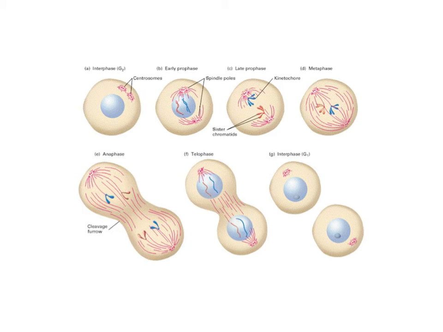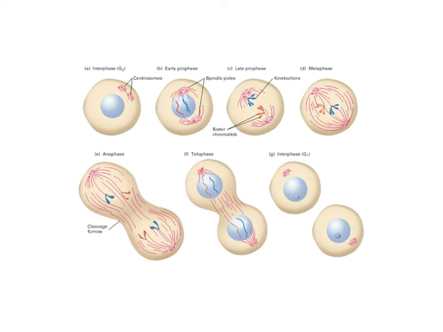So again, here's just another diagram of the cell cycle. Okay. So here we are in interphase. This is the G2 stage, so centrosomes are moving to the ends of the cell. Early prophase, the chromosomes are starting to condense. Our mitotic spindles are forming.